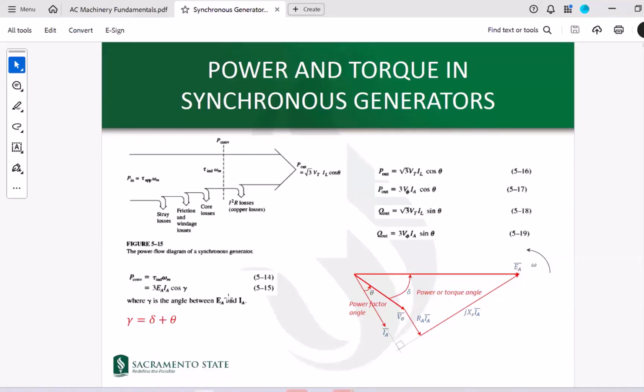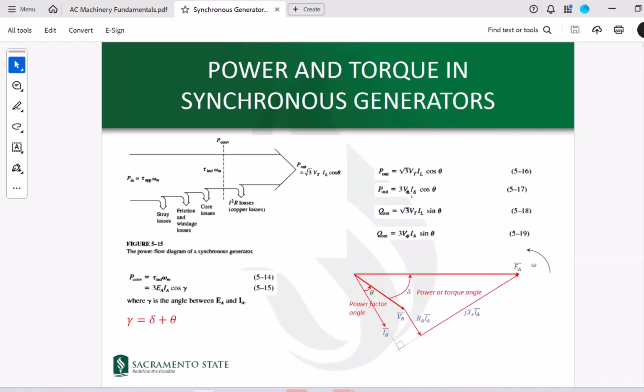Now, that output power can always be expressed in terms of the terminal voltage and the line current. Square root of 3 times Vt times IL times cosine of theta, that becomes the three-phase output power. And what is that theta? That theta is the angle between V phase and IA. Remember, that's the angle between V phase and IL. You can also show the output power in terms of the phase voltage rather than the terminal voltage. So the output power in that sense would be 3 times V phase times IA times cosine of theta.